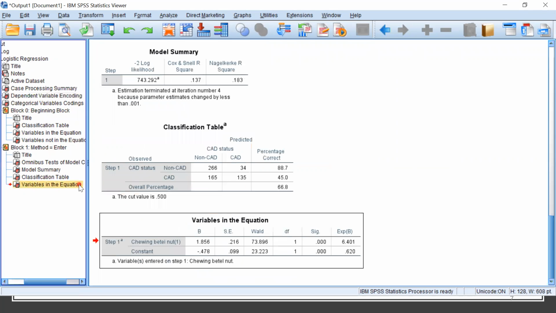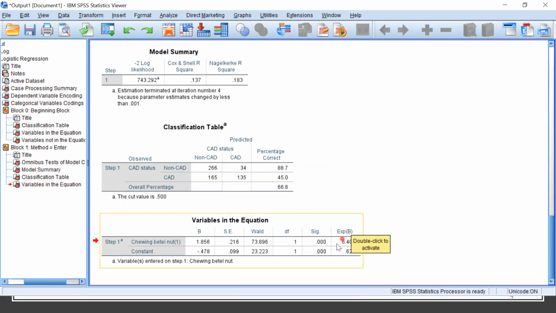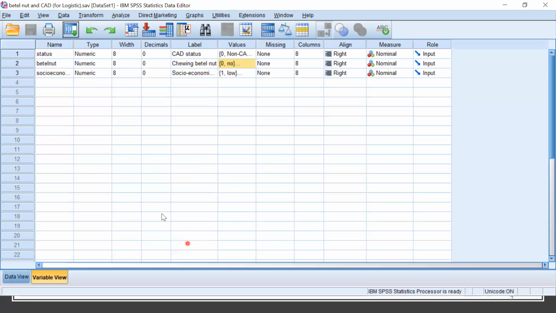We will obtain only one odds ratio, which is given here. This last column, exponential beta, is the column of the odds ratio, which comes out to be 6.401. This 6.401 now indicates that the chances of having coronary artery disease among betel nut chewers is 6.4 times as high as compared to the participants who did not chew betel nut.